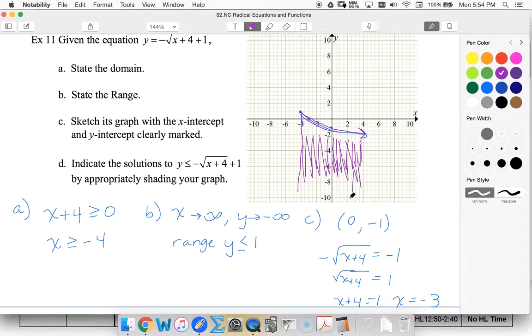If you want to make sure you have the right region, pick an easy point, 0, 0. Is 0 less than, if we plug in 0 here, we would have -2 plus 1 is -1. 0 is not less than -1, so we have shaded the correct area. If 0 was less than -1, this should have been included in our solution set.